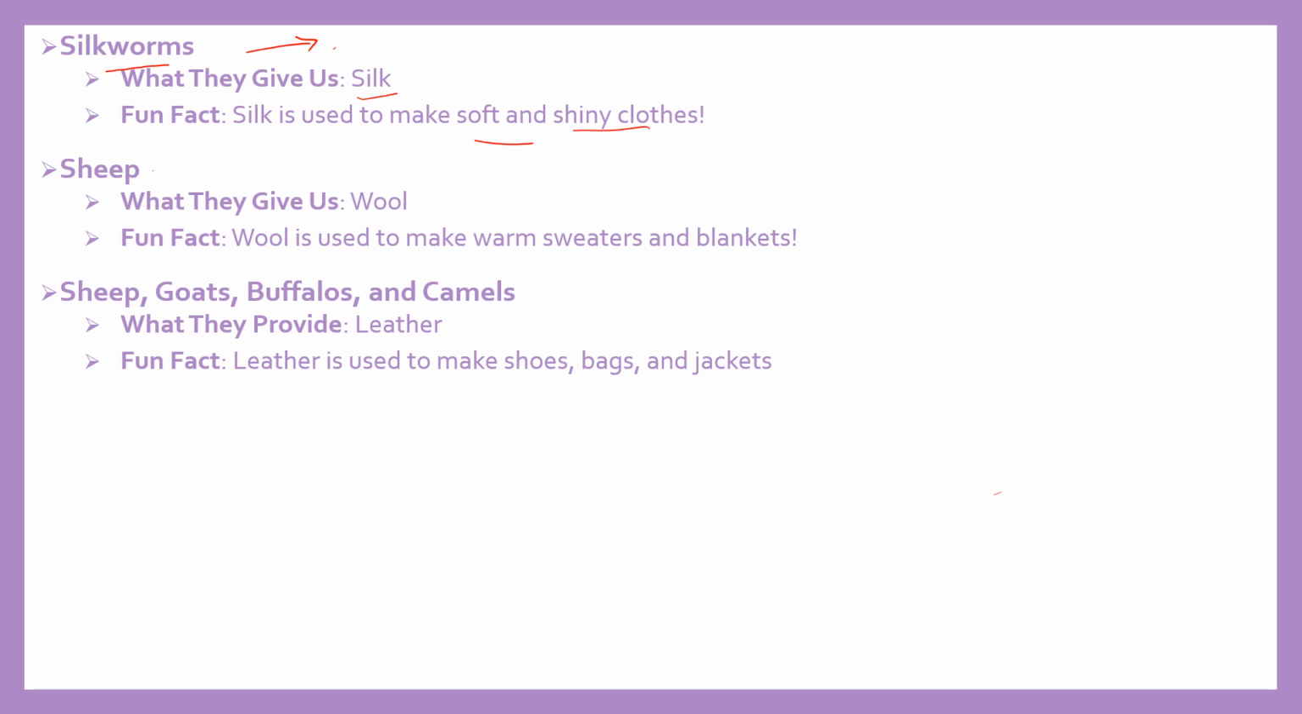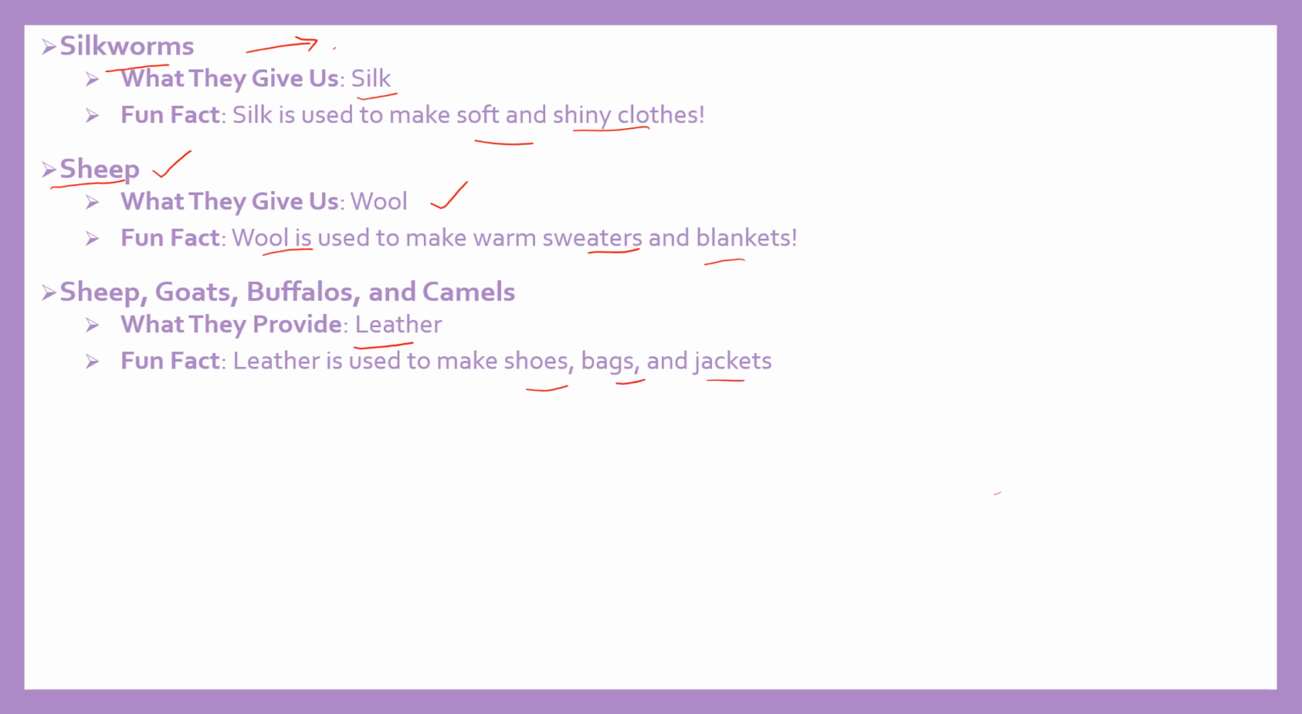And then next is sheep. What does the sheep give to us? It will give us wool. And where do you use wool? Wool is used to make sweaters and blankets. You wear the sweaters and blankets, right? In winters, when you're feeling so cold, you wear them and then you feel warm. So for that, wool is used, and that wool is obtained from what? Sheep, right? And also sheep, goats, buffaloes, and camels provide us leather. Leather is used to make shoes, bags, and jackets.